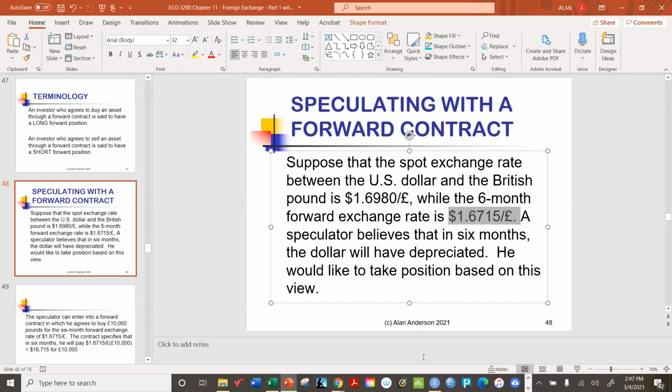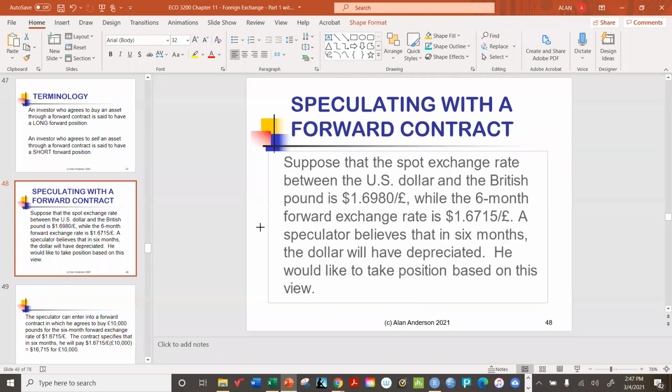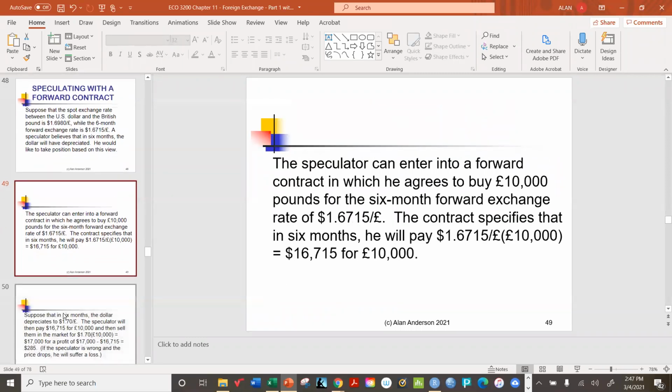And he's decided, I'm going to gamble on this. I'm going to put myself in a position where I'll make money if this actually happens. Well, how would he do that? Well, he would enter into the contract and agree to buy the 10,000 pounds at the 6-month forward exchange rate, which means that he's agreeing to buy 10,000 pounds in 6 months for a total value of $16,715.